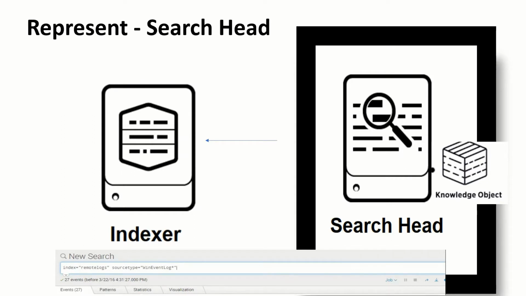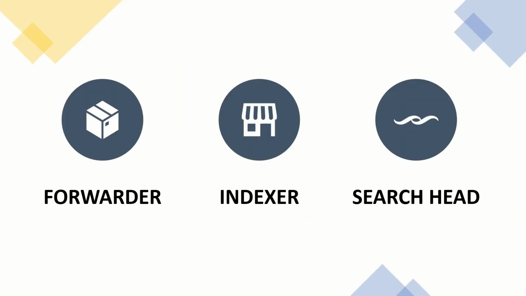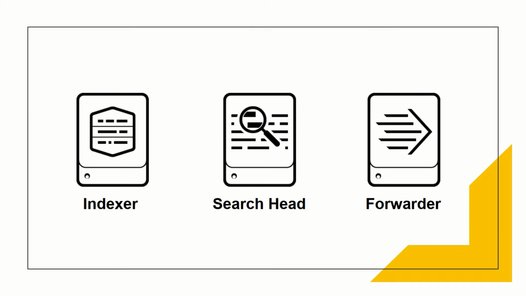The search head also provides tools to enhance the search experience, such as reports, dashboards, and visualizations. It has its own components so that you can visualize data as you want. You can create dashboards, reports, and alerts out of your data, so you can get meaningful information from your data. So these are the main components: indexer, search head, and forwarder.